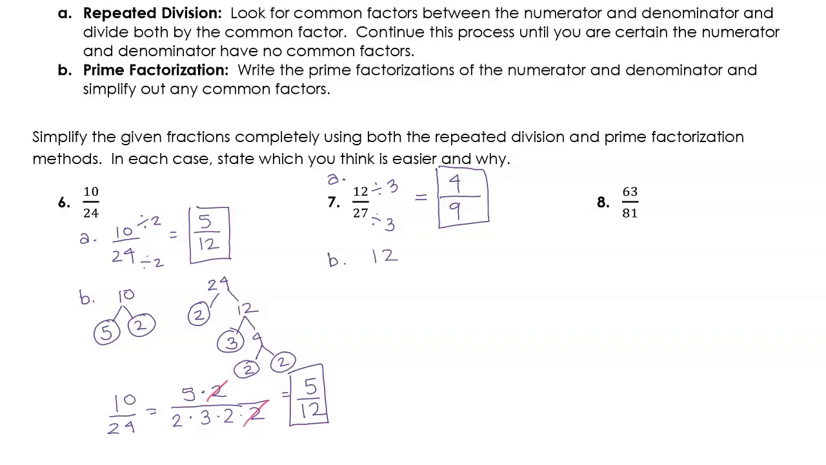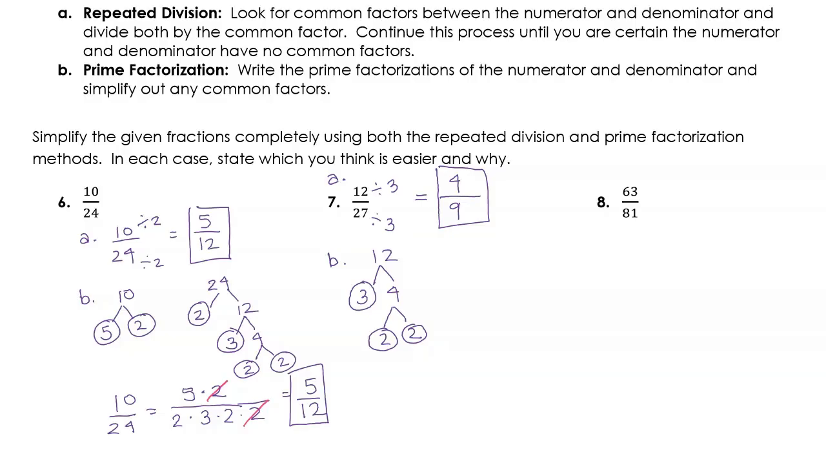First, I'm going to find the prime factors of 12. 12 is going to be 3 times 4. 3 is a prime number, so I'm going to circle it. 4 is not. 4 is equal to 2 times 2. Both of those are prime factors. So I'm done finding the prime factors of 12.